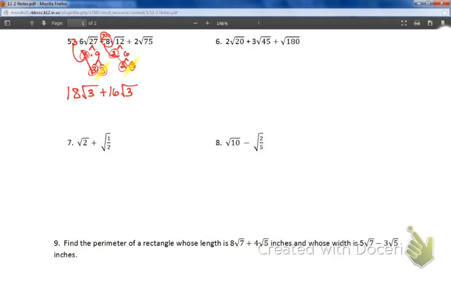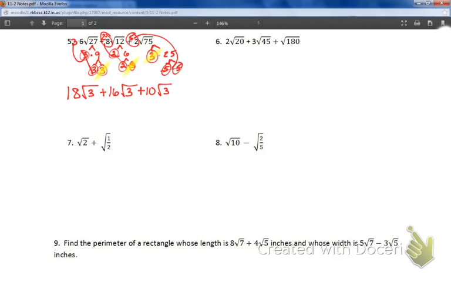And now I break down 2 root 75. 75 breaks down into, well, let's go with 3 and 25. 25 is 5 and 5. So I have a pair of 5's that comes out in the front as a 5, making 5 times 2, 10. And then again, I have this leftover 3 as a root 3.